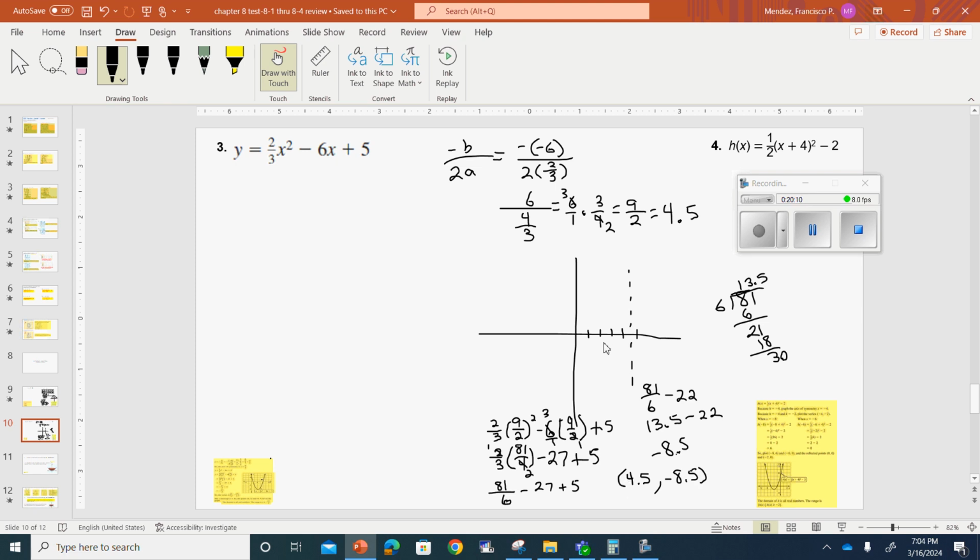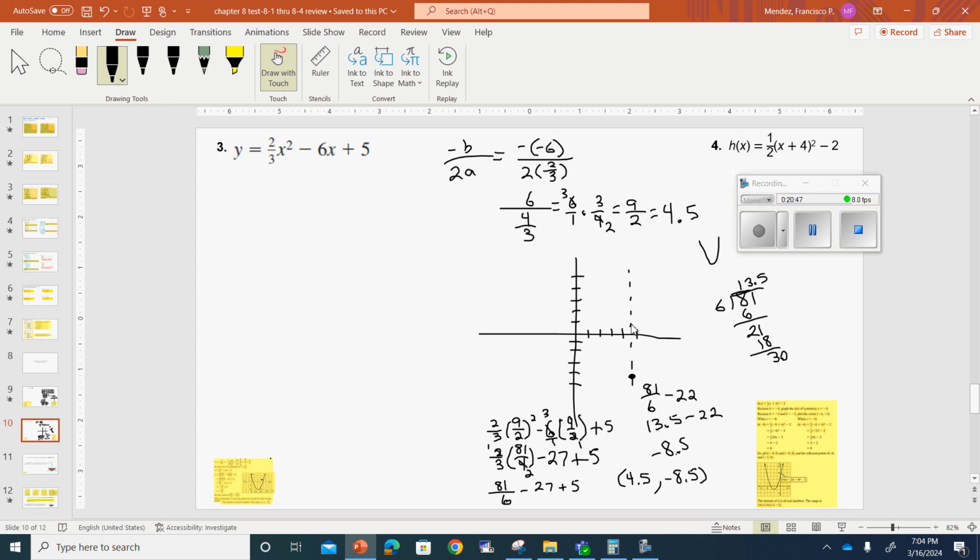So let's see, let's just count these by 2: 2, 4, 6, 8, 10. Then we'd have 2, 4, 6, 8, 10. If this is 8.5, I could say then that if this is 2, 4, 6, 8, so a little bit past 8, it's going to be sitting about right here. That's our vertex, right? Now we know that it's positive, so we know that it opens up, right? It's going to open this way.